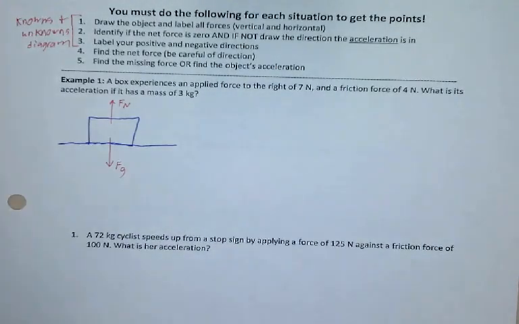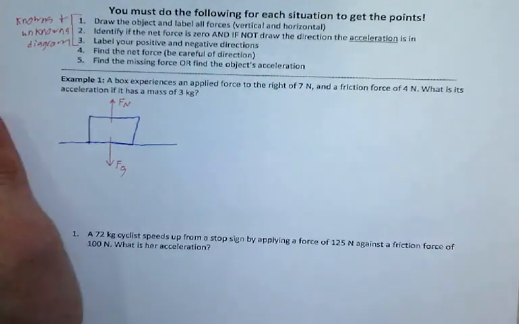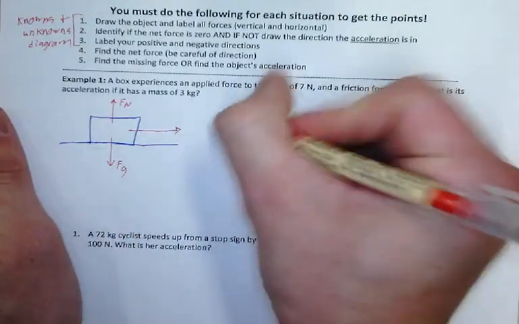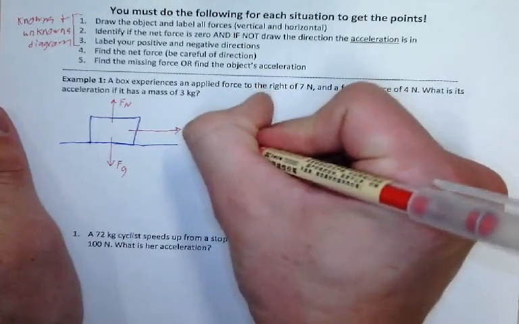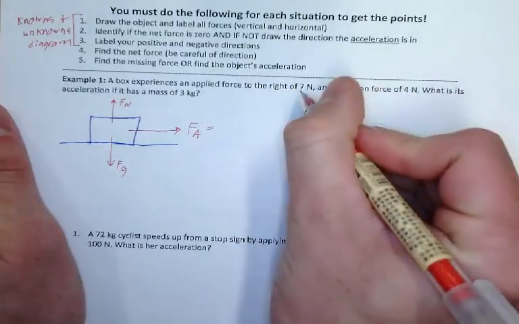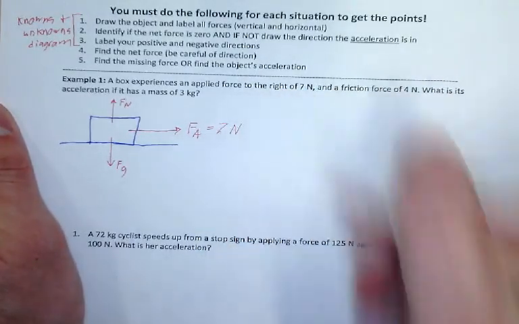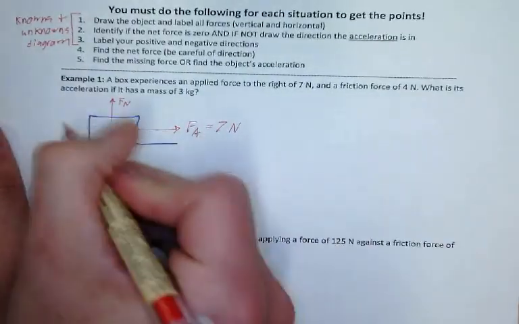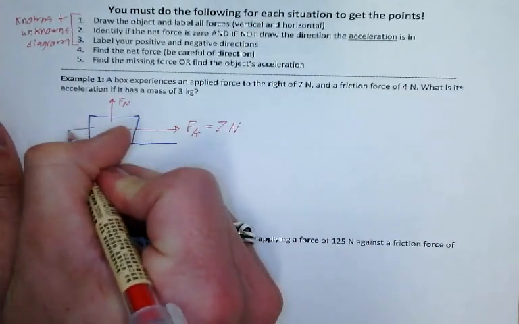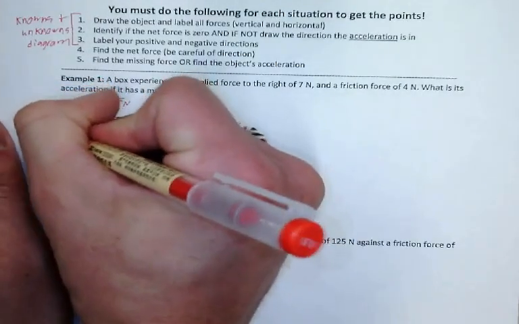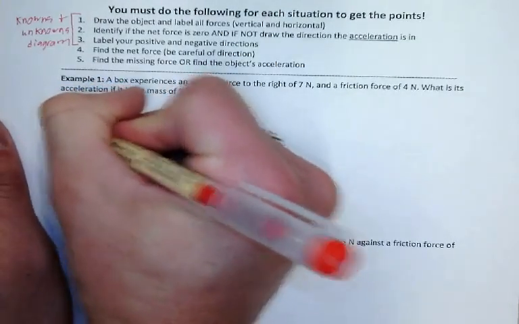Then I have an object with the applied force to the right. So I'm going to draw an arrow to the right and write Fa. It gives me the value for Fa. It says it's 7 newtons. And then there's a friction force in the opposite direction. Friction is always in the opposite direction. That value is 4.